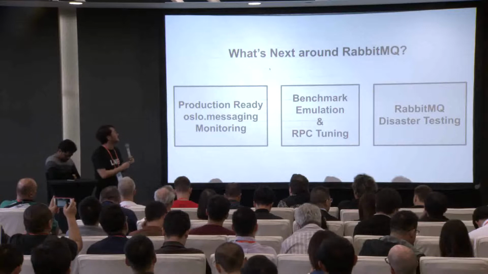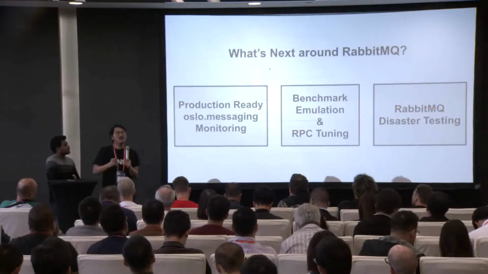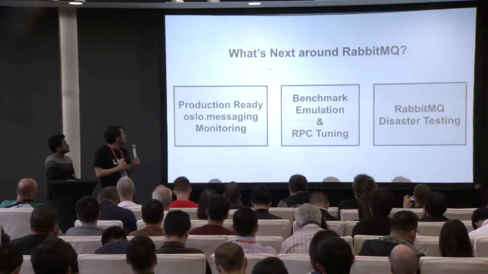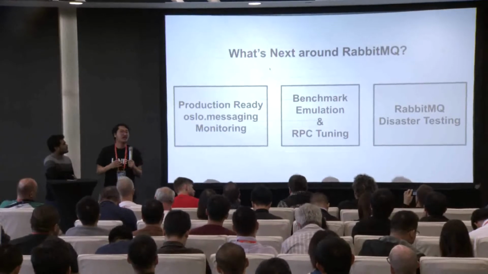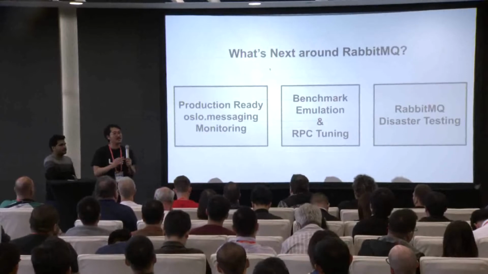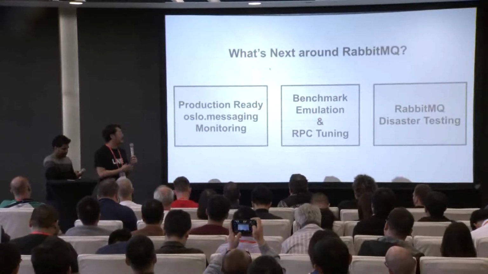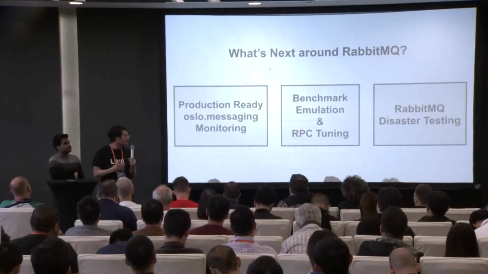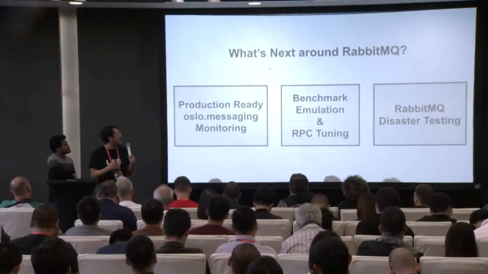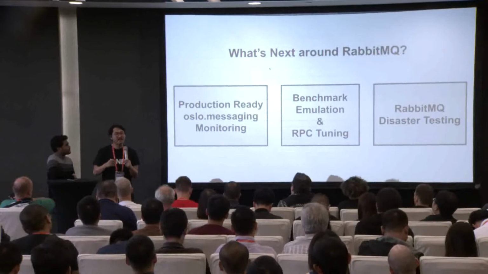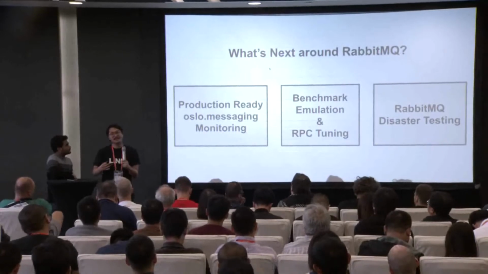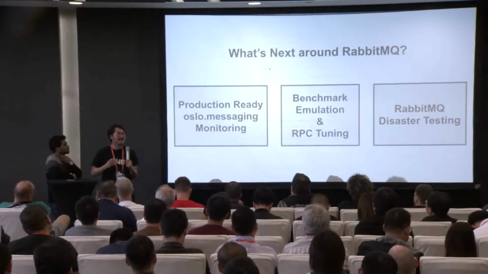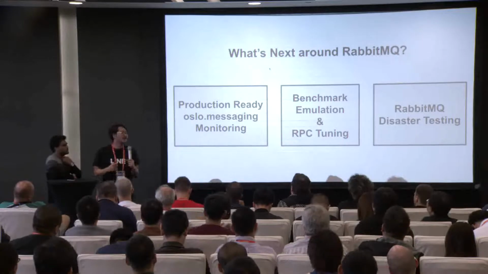So in this slide, I would like to explain what we will work on in the next 1 year and 2 years. The first thing we will do is making the Oslo messaging library monitoring production ready, and we deploy that monitoring into all of the production environments. And then we are planning to perform the benchmark emulations with the monitoring. After we introduce messaging library monitoring, we could observe which RPC method is frequently evaluated, and which RPC method is taking more time. Based on that, we are thinking to perform the RPC tuning.